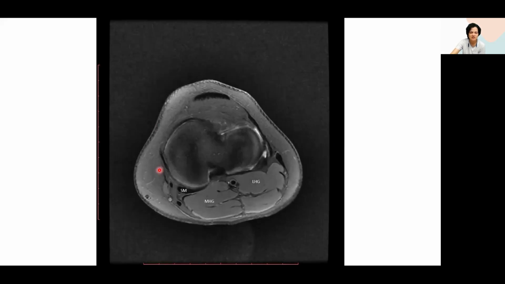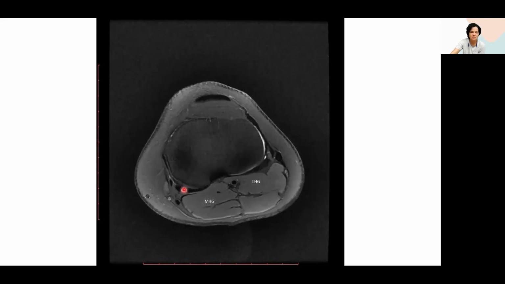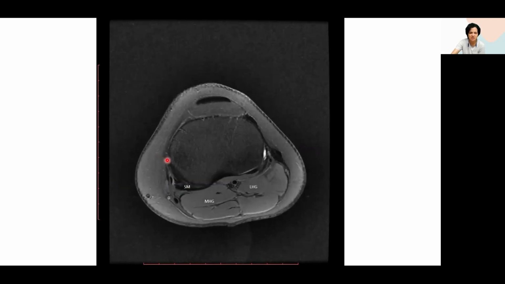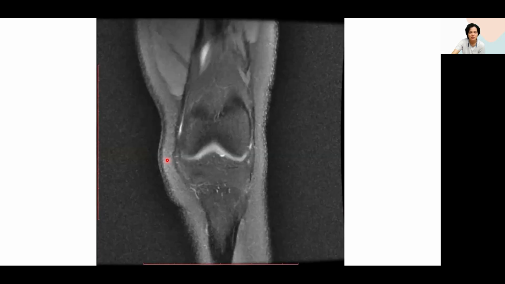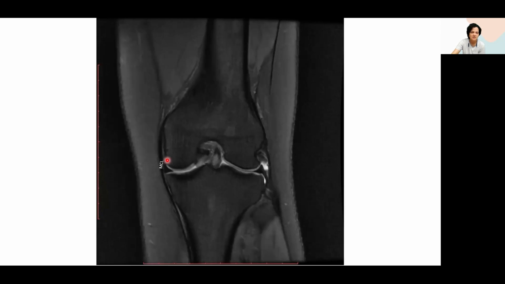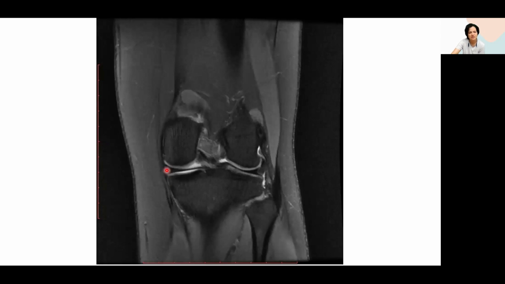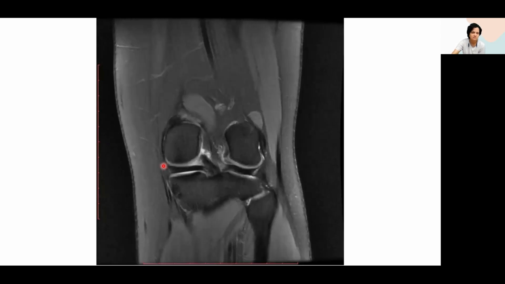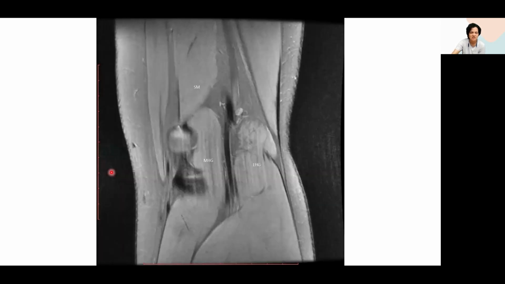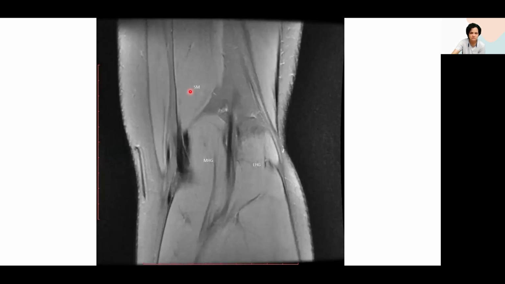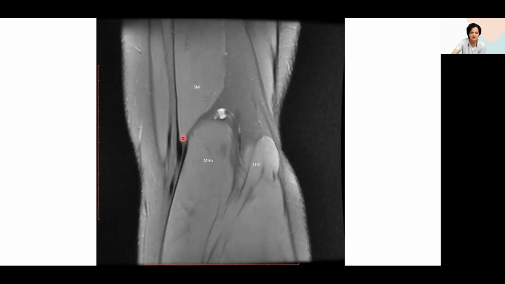As we are moving down, we can see attachment of semimembranosus over the tibia, and pes tendons, they are moving anteriorly over their attachment on the anteromedial aspect of tibia. On coronal view, we can see this is medial collateral ligament. Going slightly posteriorly, we can see posterior oblique ligament. These are the heads of gastrocnemius. This is semimembranosus. This is the interface between these two tendons, where we often see Baker's cyst.